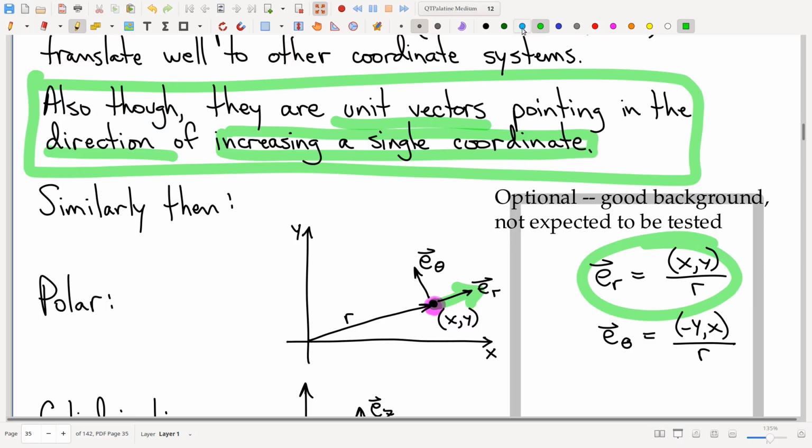And then, of course, the other would be like so. That's the direction where r is at least instantaneously held constant and theta is increasing. Okay? And a little bit of exercise will result in this formula for E theta. So these are the polar standard basis vectors, and they're useful here and there, so you've got to know what they are. Yes?